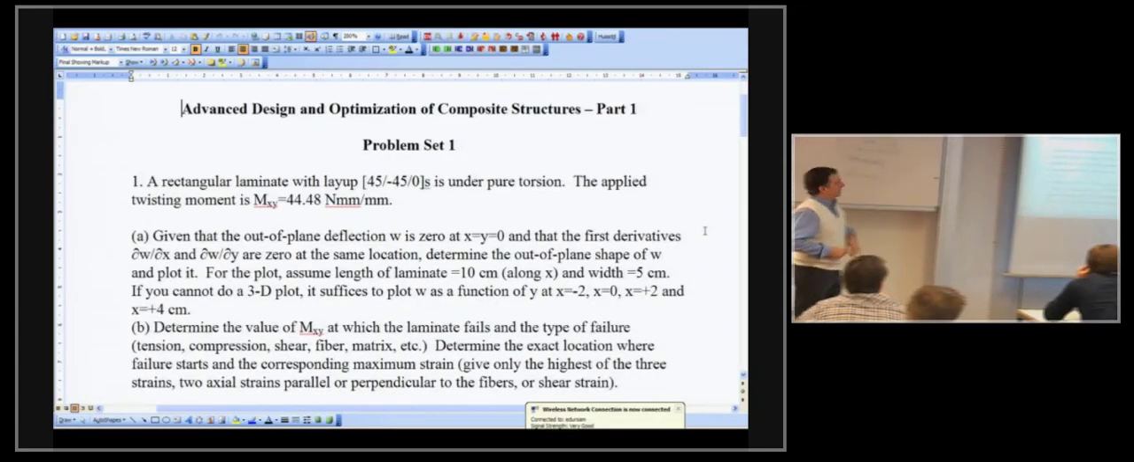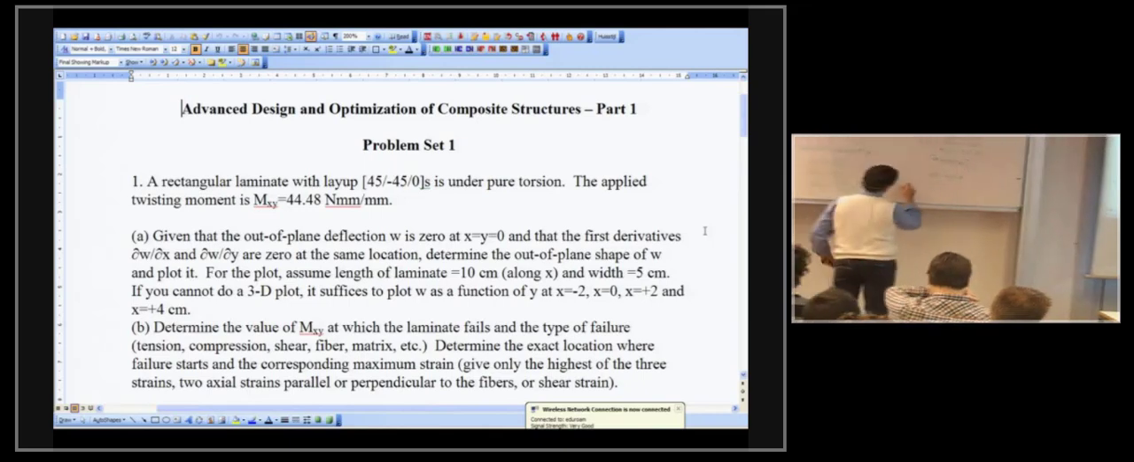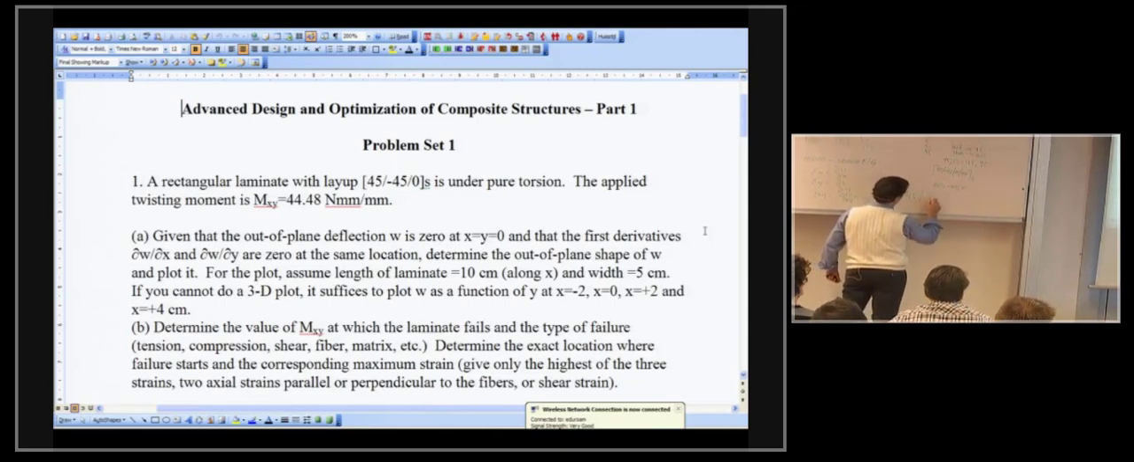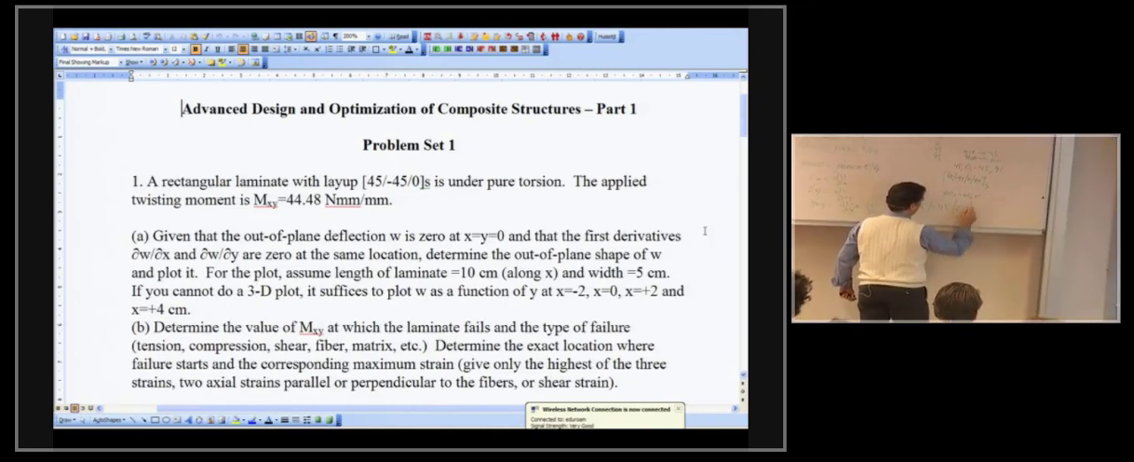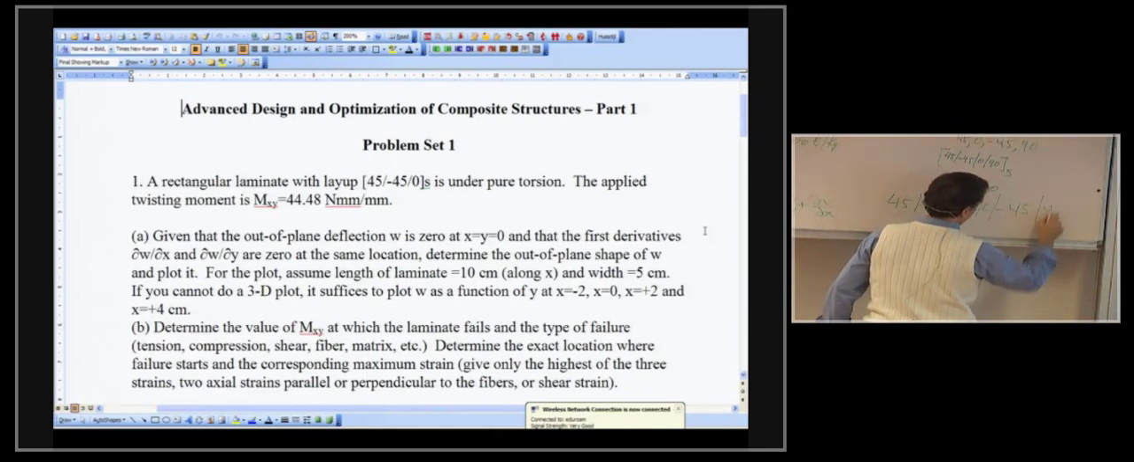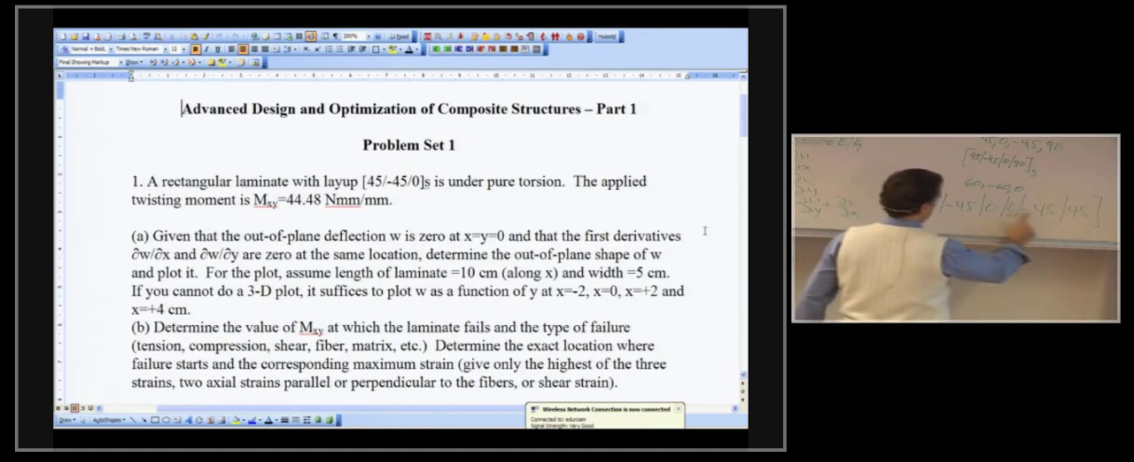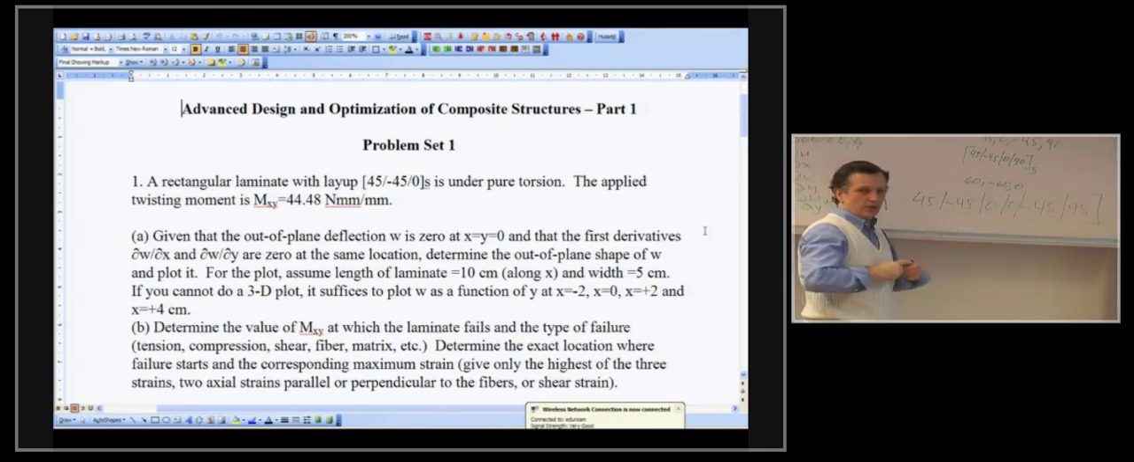So we have a rectangular laminate, and this is the stacking sequence: 45, minus 45, 0, symmetric, which means 45, minus 45, 0, 0, minus 45 and 45, and that's the entire laminate. So there are 6 plies.